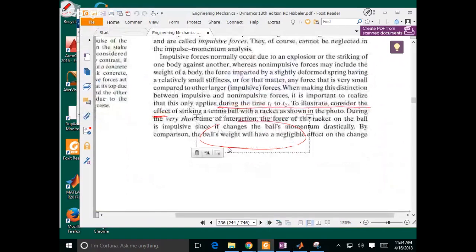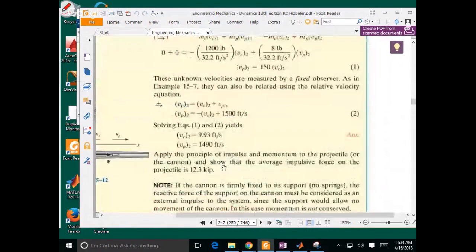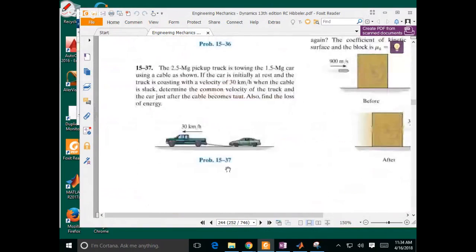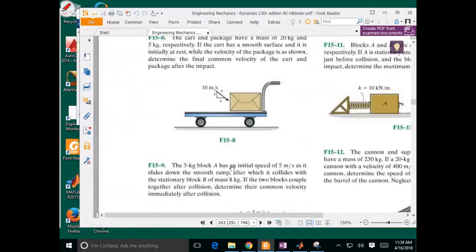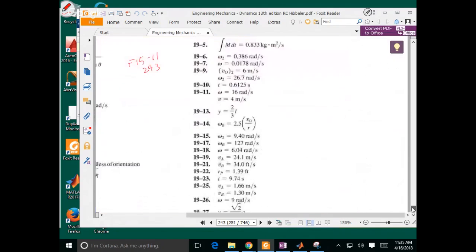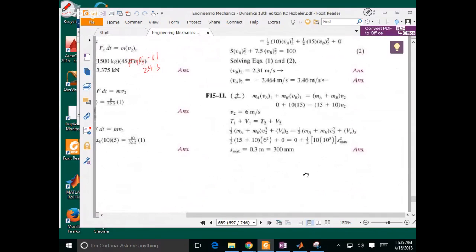And now I don't even know where I am. Okay, where was the problem? Do y'all remember? Wait, no, here it was. Wasn't that it? Okay, F1511, page 243. Let's see if I can find it. Okay, wait. F1511. Okay, so I think that's what I got. So I got the 0.3 meters.